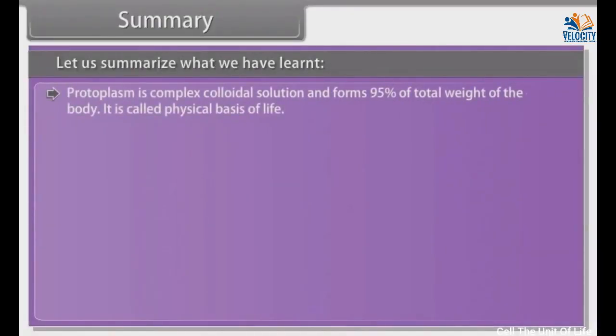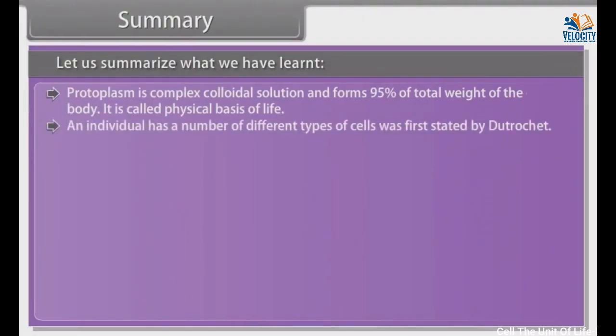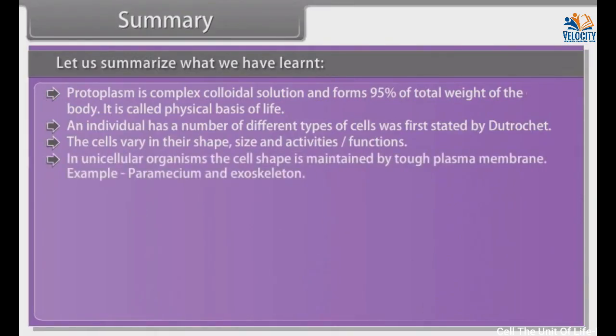Protoplasm is complex colloidal solution and forms 95% of total weight of the body. It is called physical basis of life. That an individual has a number of different types of cells was first stated by Dutrochet. The cells vary in their shape, size, and activities or functions. In unicellular organisms, the cell shape is maintained by tough plasma membrane, example, paramecium, and exoskeleton.